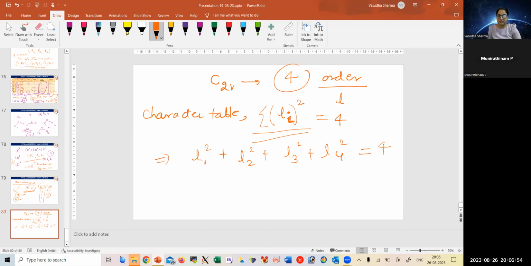What is the possible combination over there? What values can you take? You can take 0, 1, 2, or -1 also, right? So if I put the first and simplest case, L1 equals L2 equals L3 equals L4, that is 1 square plus 1 square plus 1 square plus 1 square. This is giving me 1 plus 1 plus 1 plus 1, that is 4. Is the calculation correct? Correct, ma'am.